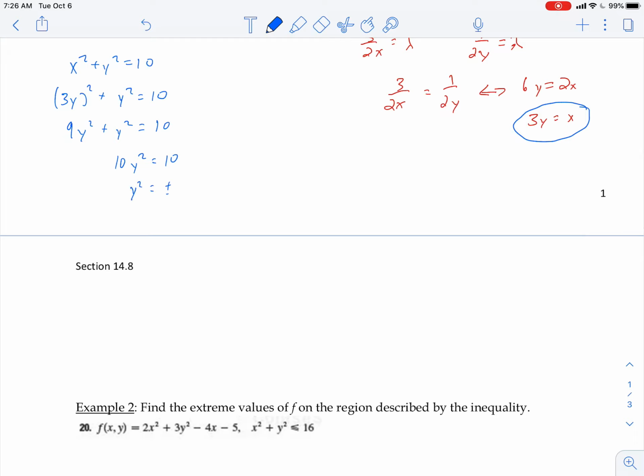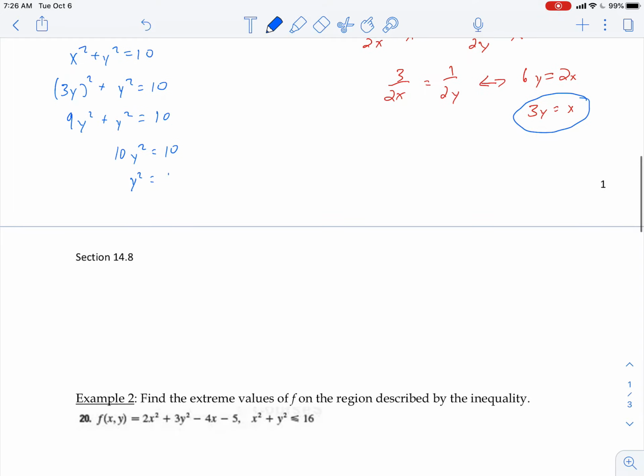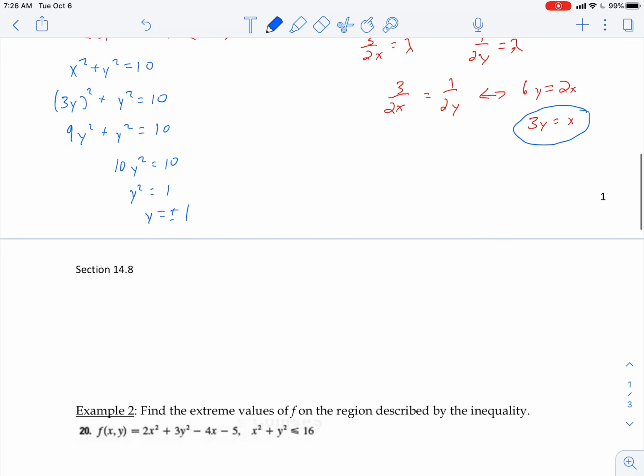y squared equals 1. So y is going to equal plus or minus 1, the square root of 1. So if y is equal to plus or minus 1, and we have 3y is equal to x, I can substitute that in. So when y is 1, 3 times 1 is 3, so x is 3. When y is negative 1, we plug that in over here, and we're going to get negative 3 for x.